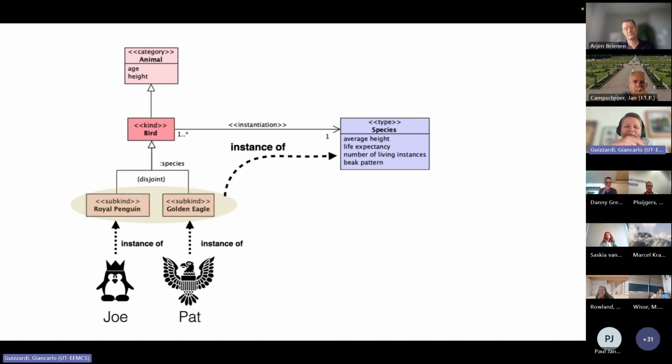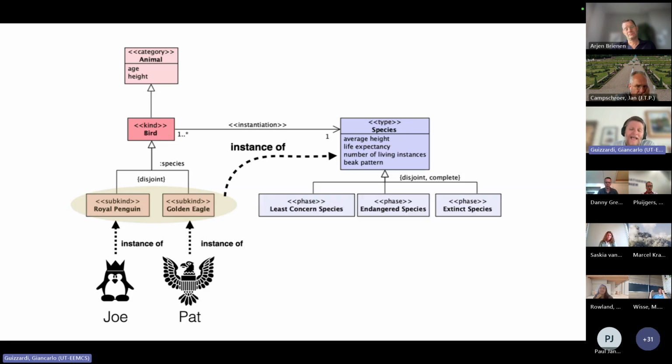So this stereotype instantiation says the instances of bird are instances of species. For example, royal penguin and golden eagle. And of course, we can have phases of this higher order type. So we can say that the type golden eagle is a least concern species, but the type royal penguin is an endangered species. And this is a dynamic property. So the species itself can become an extinct species or an endangered species and so on with time.